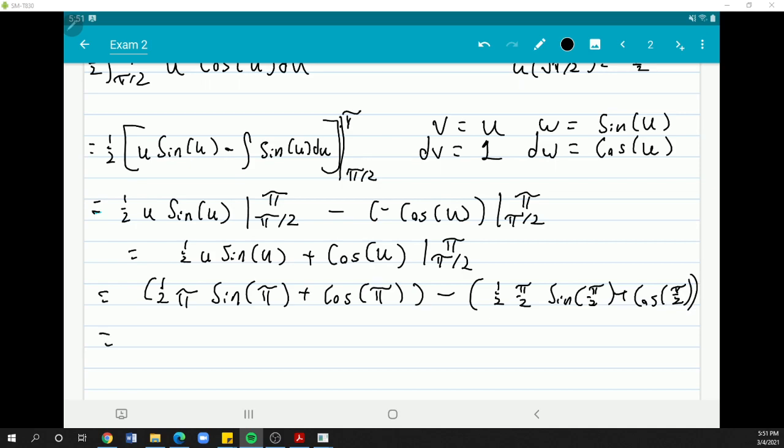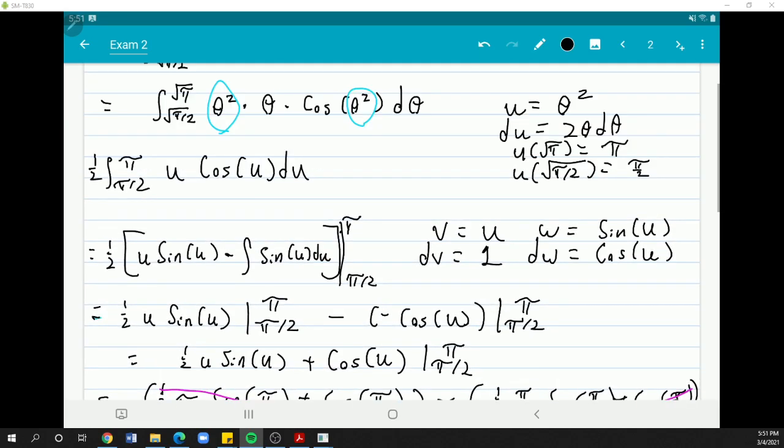Put this together. Sine of pi is 0, so that goes away. Cosine of pi over 2 is also 0, so that goes away. And I'm left with cosine of pi is minus 1. Sine of pi over 2 is 1. So I get minus pi over 4.